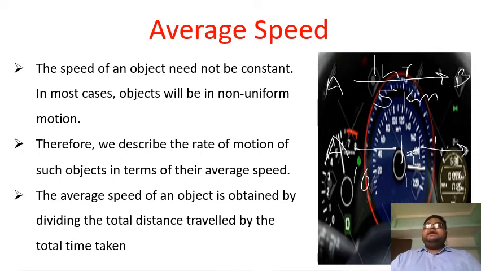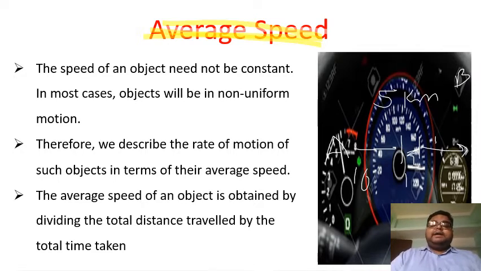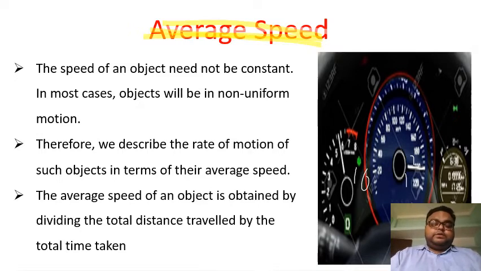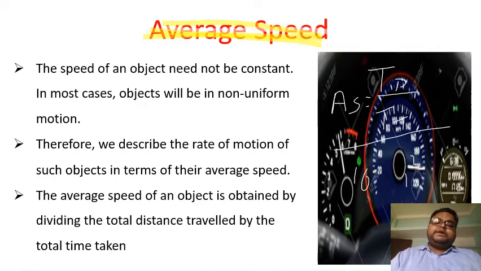Understood, students? Therefore, to describe the rate of motion of such objects, we use the term what? We use the term average speed. So what is the average speed, students? Average speed we get by dividing the total distance traveled by the total time taken. So average speed equals total distance divided by total time. This is the formula for the average speed.